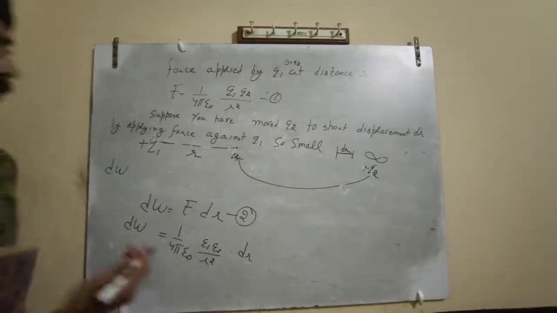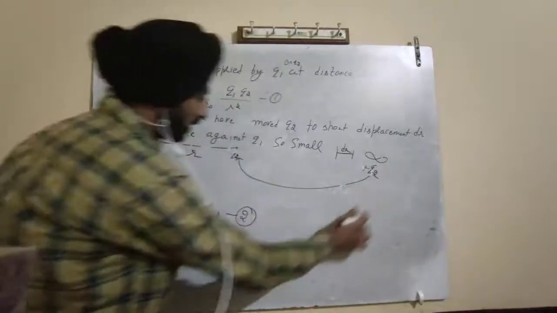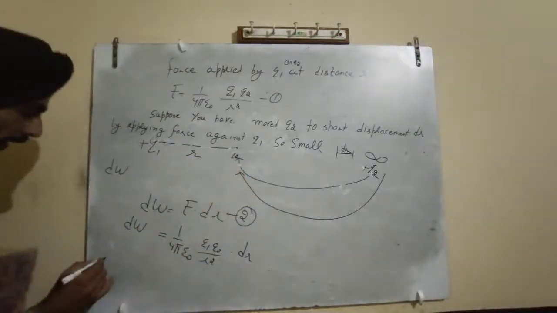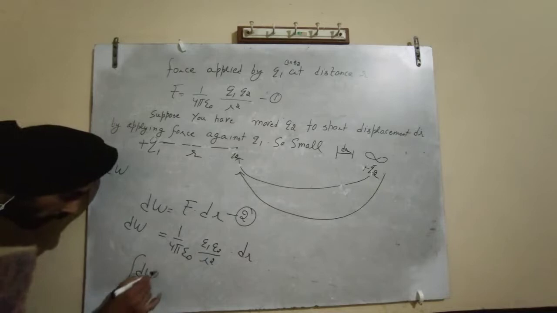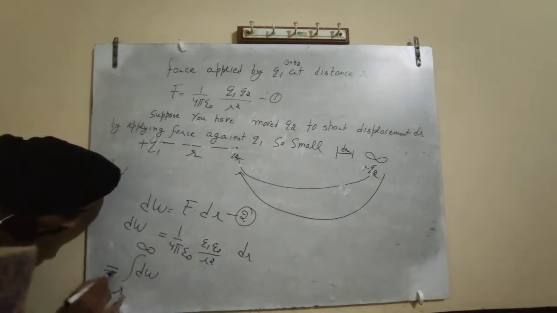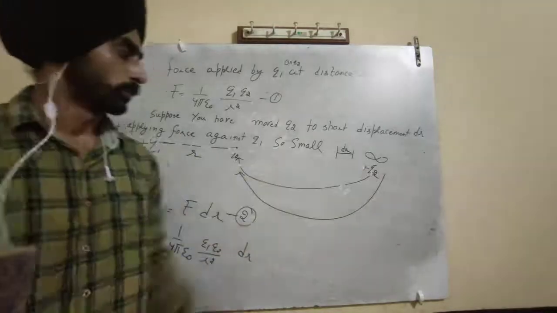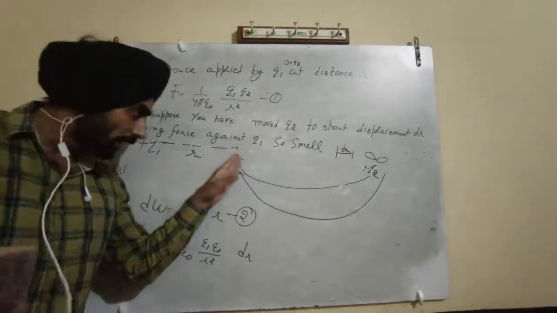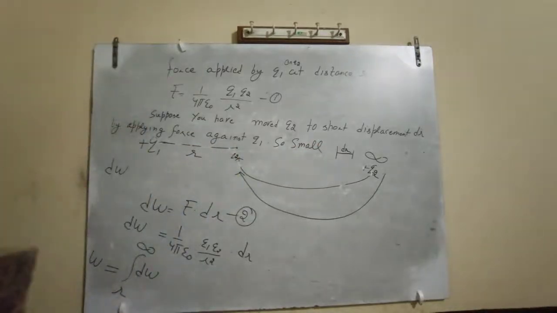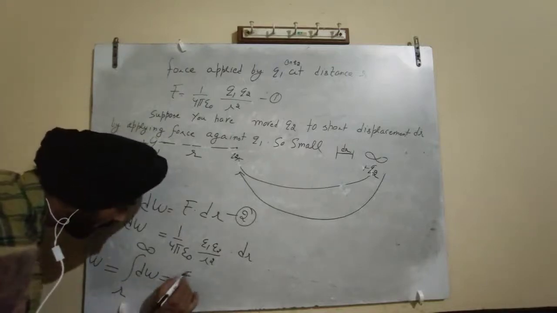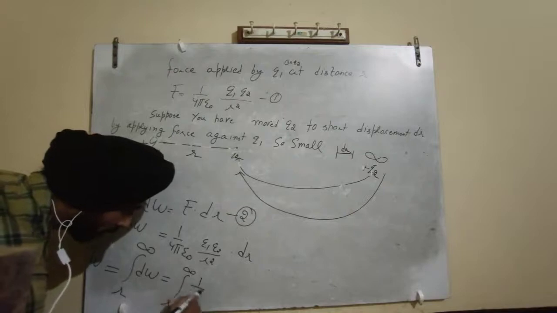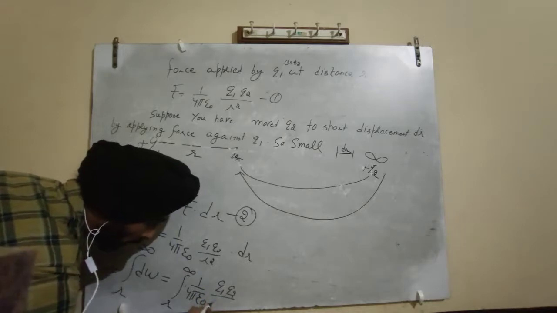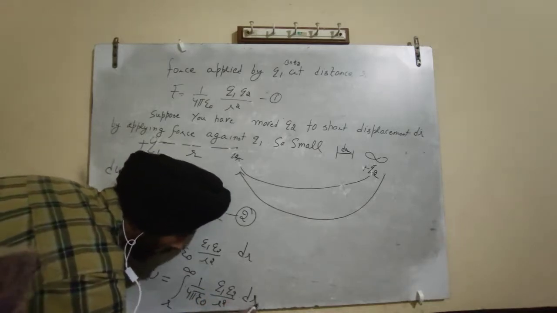If you want to calculate the full work done, you have to integrate the small work done from infinity up to r. You will get the full work done on Q2 in order to take it to a point at a distance r from Q1. So you will do the integration from infinity to r of 1 upon 4 pi epsilon naught Q1 Q2 upon r square into dr.